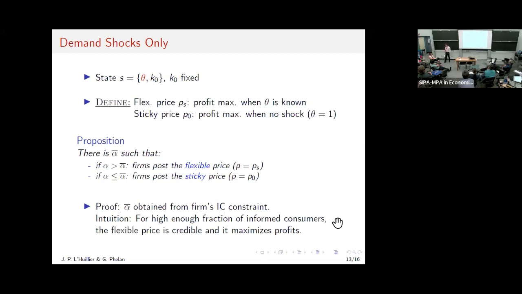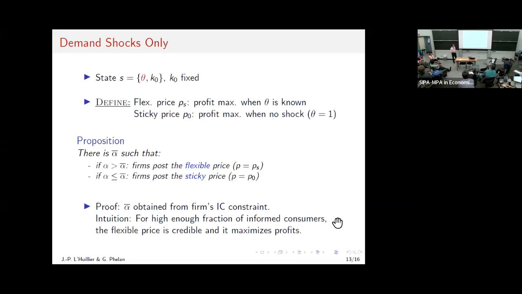Okay, so let me show you the demand shocks result. So the state here, I'm going to shut down the supply shock just for a second. I'm going to show you the full version with the two at the same time, but this is easier. So the state now is given by the realization of theta, and k is a constant, k0.